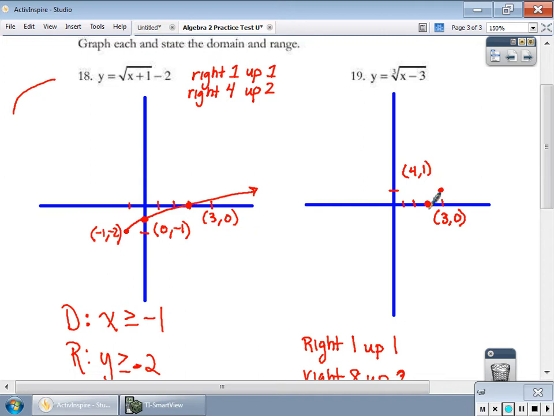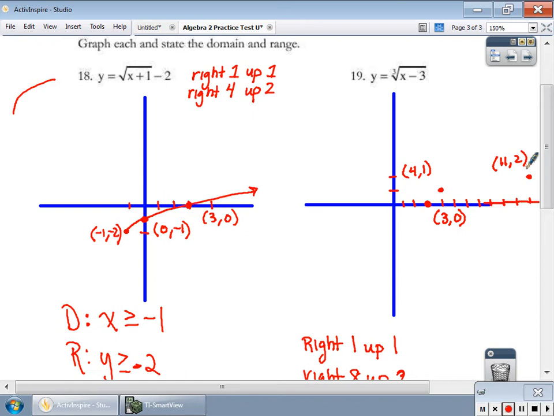Then we're going to go right 8. 1, 2, 3, 4, 5, 6, 7, 8. Extend that a little bit. And then up 2. And so the point will be approximately right here. And so that is the point. This is 3, 4, 5, 6, 7, 8, 9, 10, 11, comma 2.